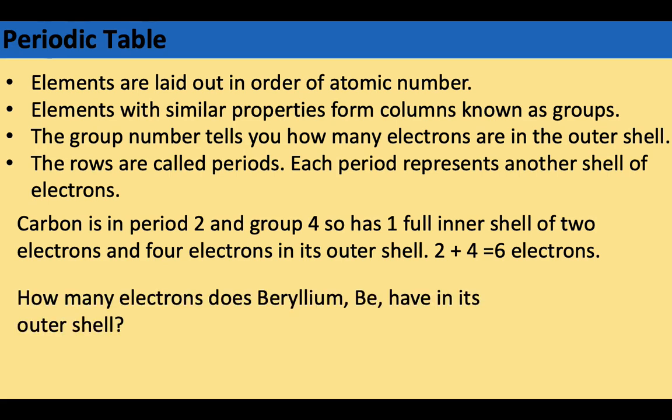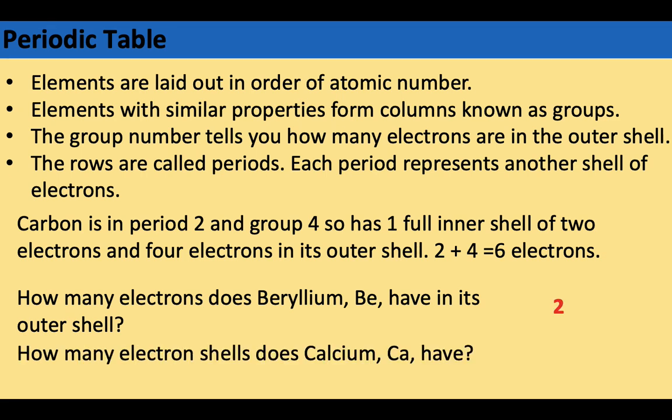Now, how many electrons does beryllium have in its outer shell? If you look at a periodic table, beryllium is in group 2, so it has got 2 electrons in its outer shell. How many electron shells does calcium have? Well, calcium is found in period 4 of the periodic table, so it's going to have 4 electron shells.